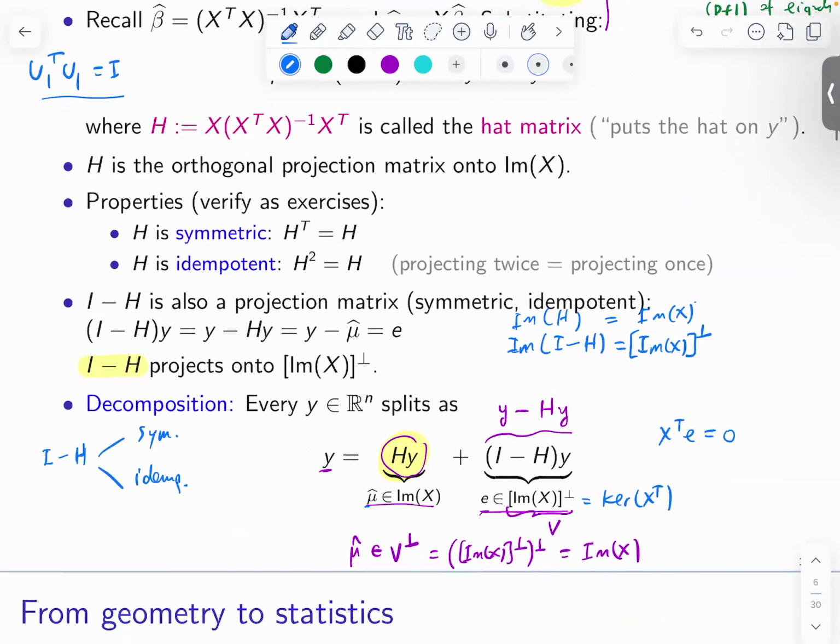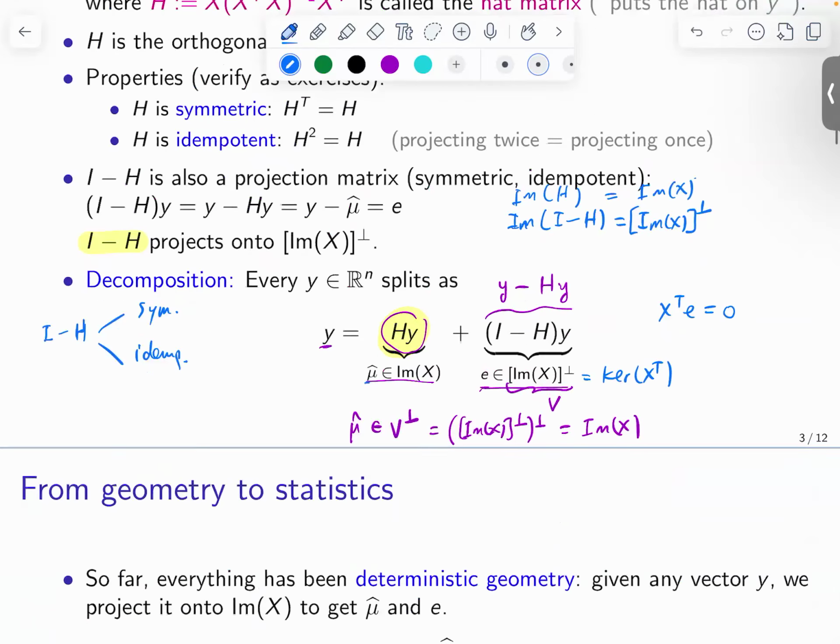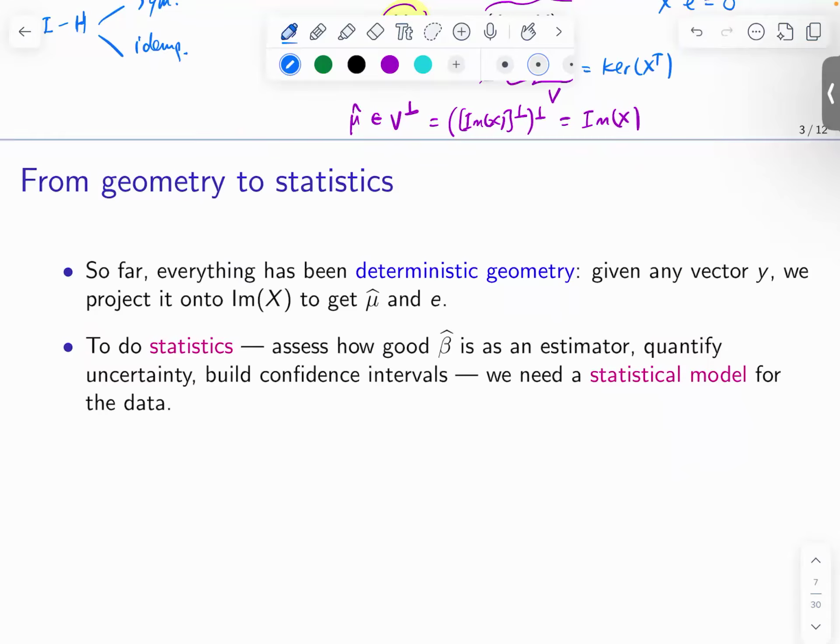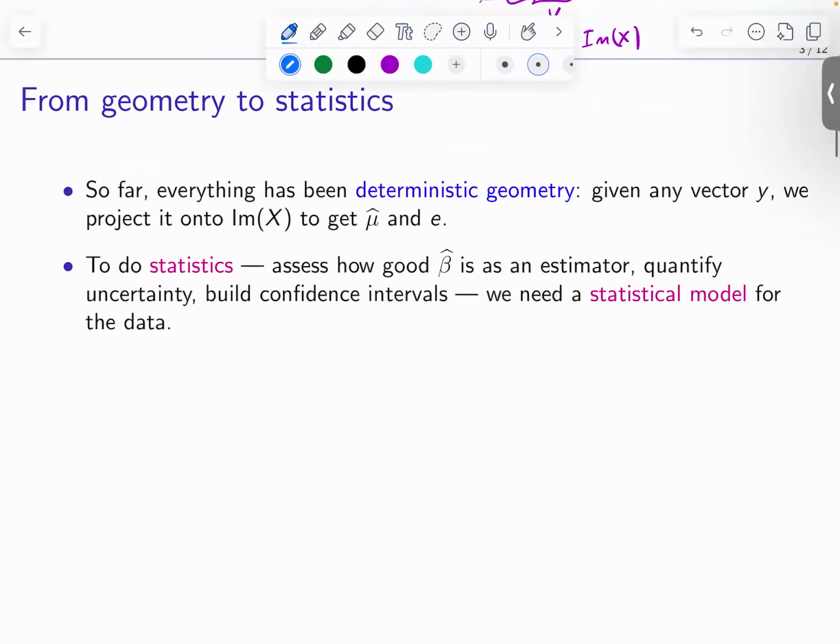Okay, I think that's a lot of linear algebra in this slide. Any questions? Comments? Okay, so let's move on. I mean, let's do some statistics. These properties are going to be very useful for us throughout the course.